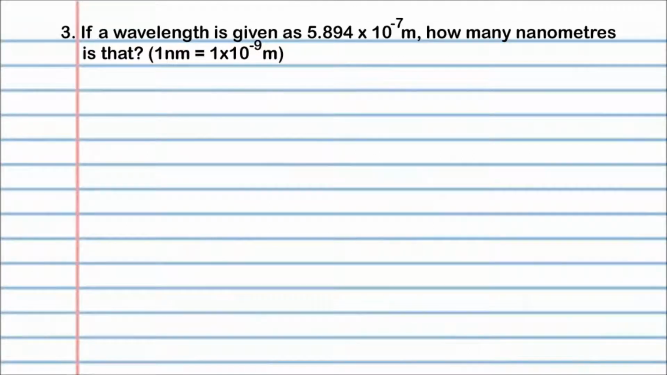Question 3 is, if a wavelength of light is given at 5.894 times 10 to the negative 7 meters, how many nanometers is that?